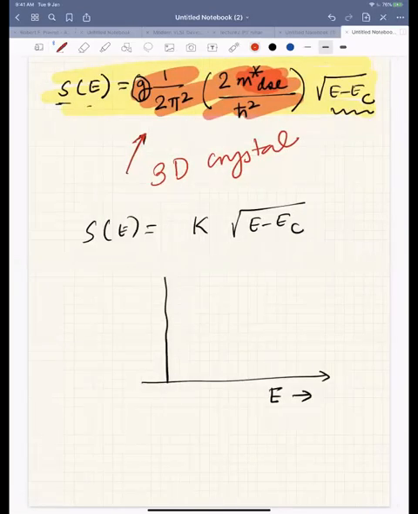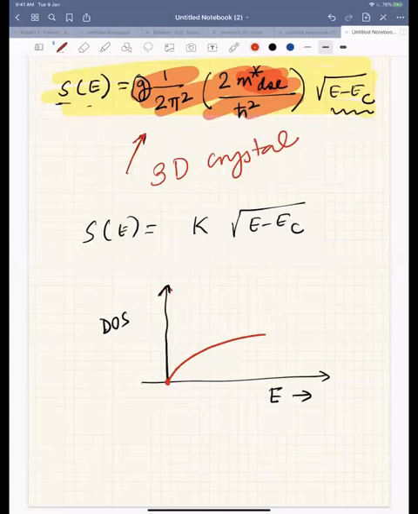So if you increase the energy of the electrons, and I plot the DOS, the density of states, this is also a function of energy. You'll see this is root over E, so if you plot, it will look like this. At E equal to EC, the density of states is 0, right?